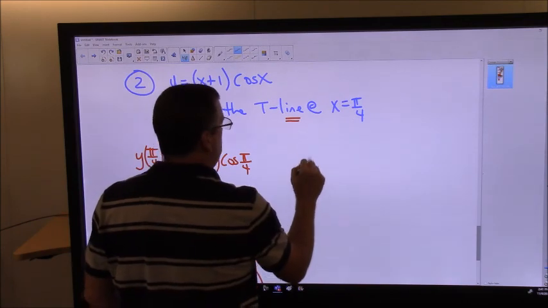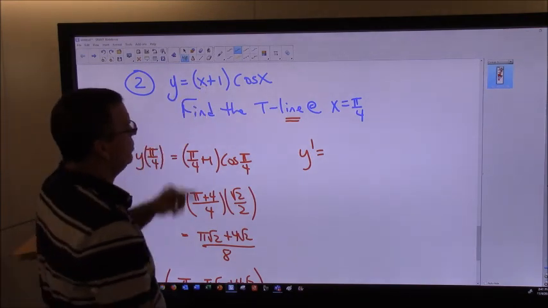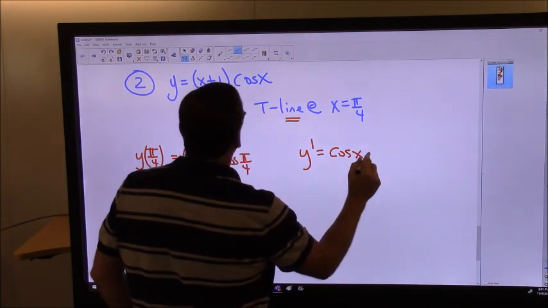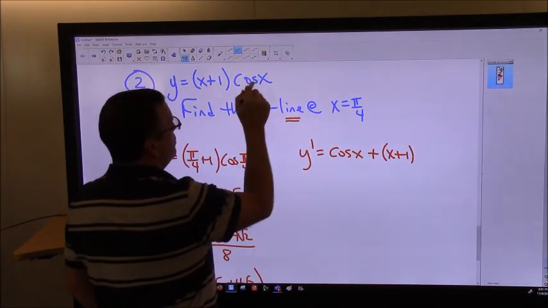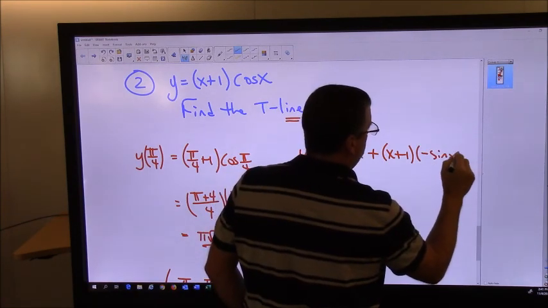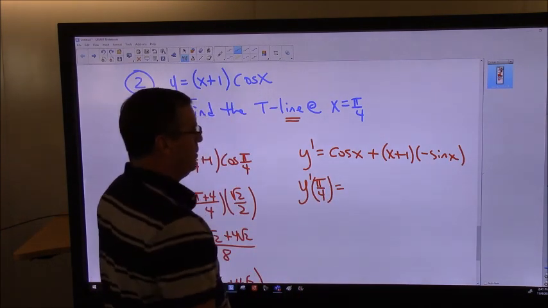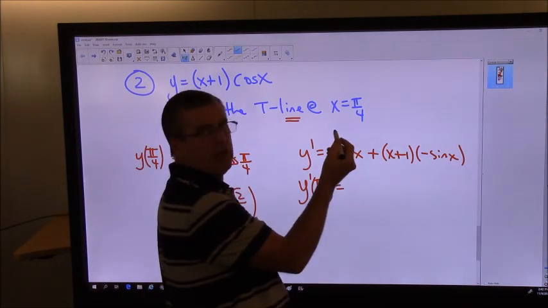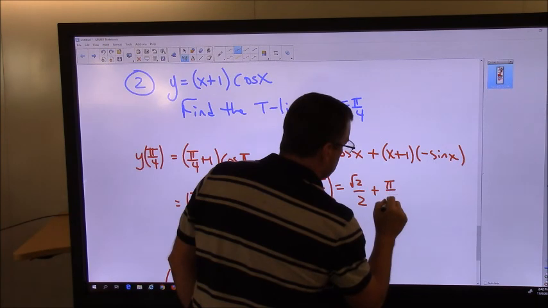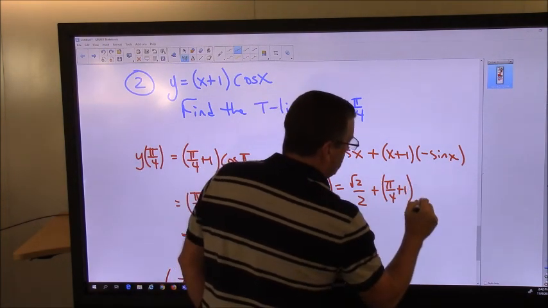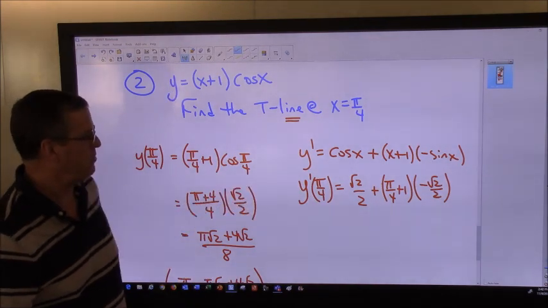So y prime, I've got a product rule here. So I'm going to do the derivative of the first, which is 1, times the second part, plus, leave the first part the way it is, and take the derivative of the second part, which will be a negative sine of x. And now I just need to evaluate that at pi over 4. So if I plug a pi over 4 in here, I get, again, middle tick mark, so root 2 over 2, plus pi over 4 plus 1, times a negative root 2 over 2. Boy, if that xy coordinate wasn't ugly enough, our slope is going to be even uglier.